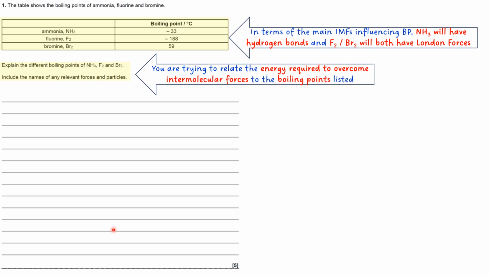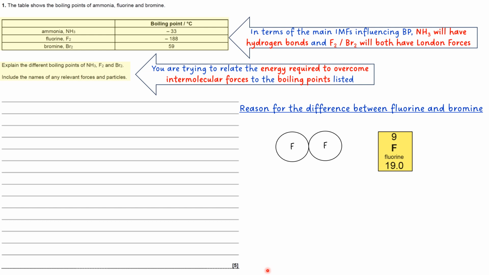In terms of the main intermolecular forces influencing boiling point, ammonia will have hydrogen bonds and both fluorine and bromine will have London forces only. Obviously there's a large difference between the bromine being 59 and the fluorine being minus 188. Considering that technically they have the same intermolecular force in action, what's going on here? We've got to go back to the size of the actual molecule. They both have 2 atoms per molecule, being diatomic, so we need to go even further.